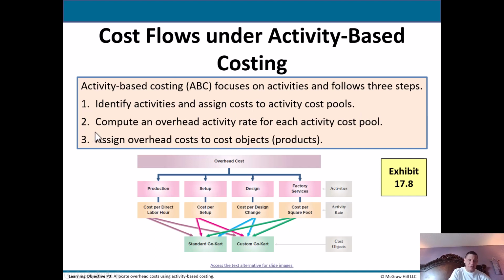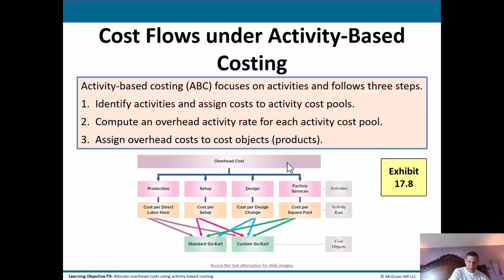And that will make sense a little bit further in the video if that term sounds all strange. Number 2, compute an overhead activity rate for each activity cost pool. And number 3, assign the overhead costs to the cost objects. Whenever they're giving you generic instructions, they always make it sound more complicated. I promise you, it's not that complicated.